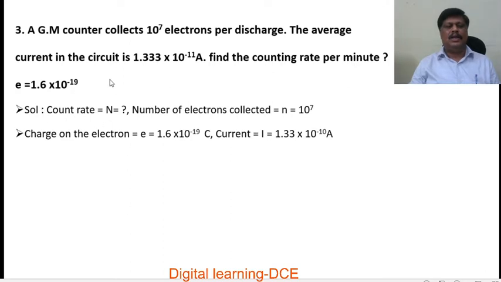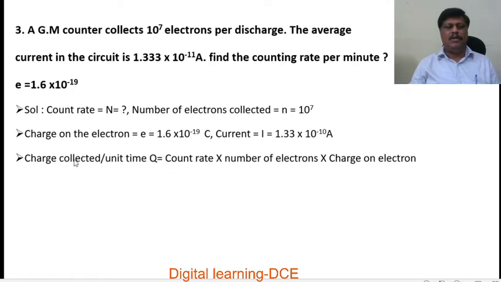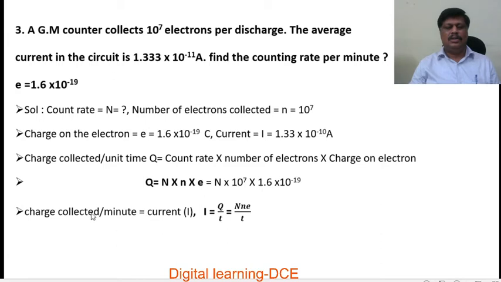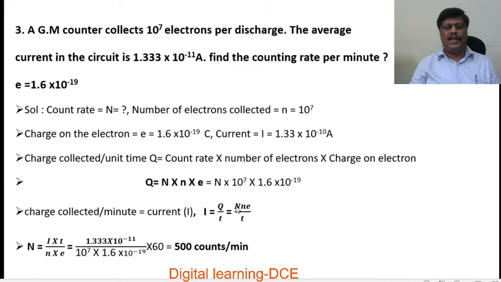So collect the data from the problem, and we know that charge collected per unit time Q is equal to count rate into number of electrons into charge on each electron. That is, Q is equal to N n E, and also current I is equal to Q by T, that is equal to N n E by T. Equate for capital N. Capital N is equal to I into T over small n into E. So substitute all the values, and after simplification we get 500 counts per minute. That is, the capital N value, the count rate, is 500 counts per minute.